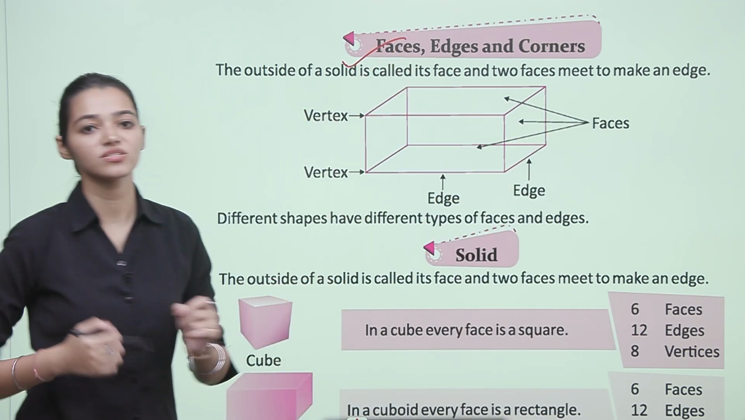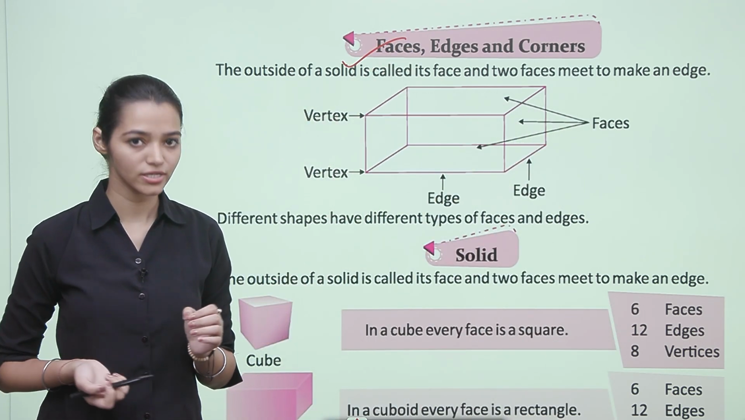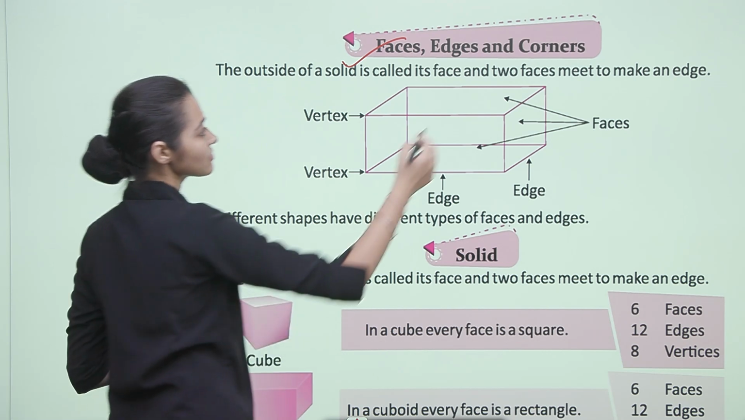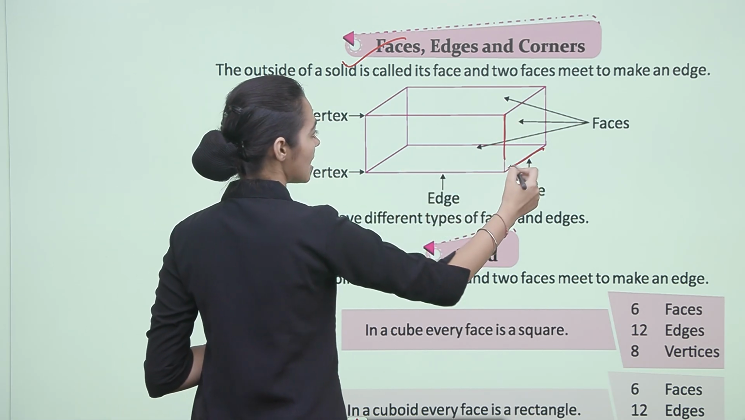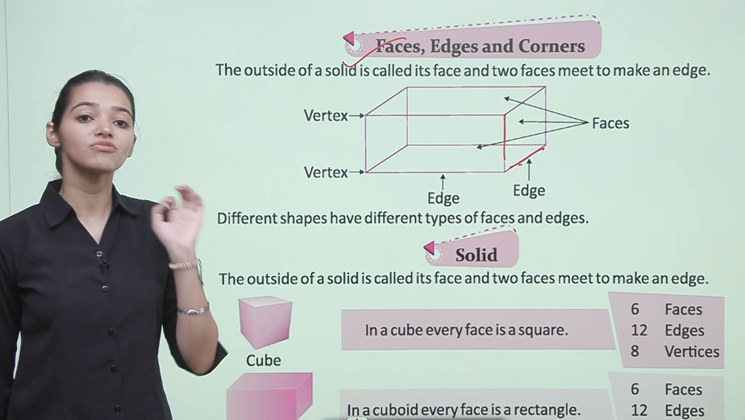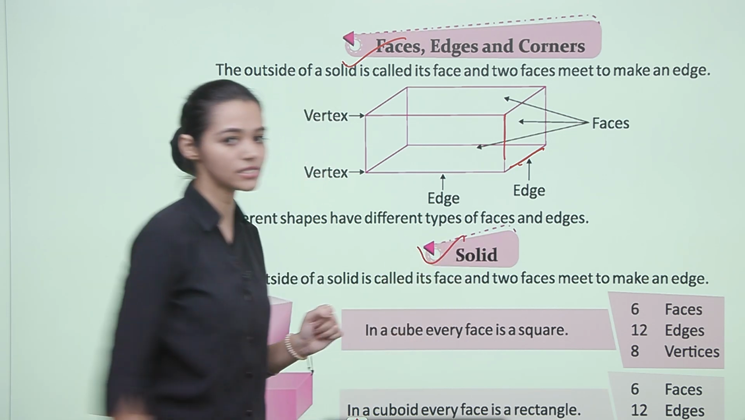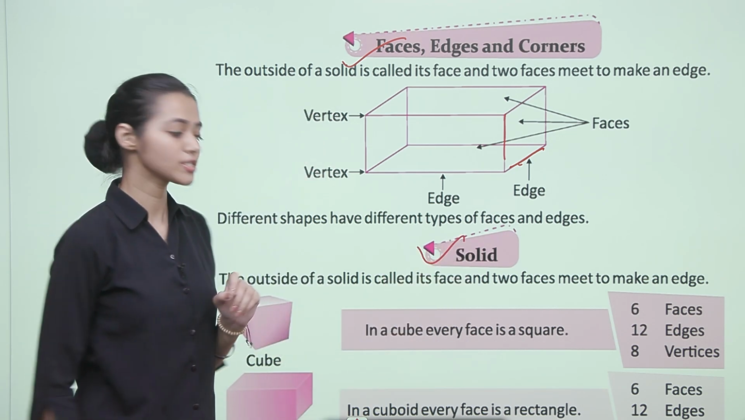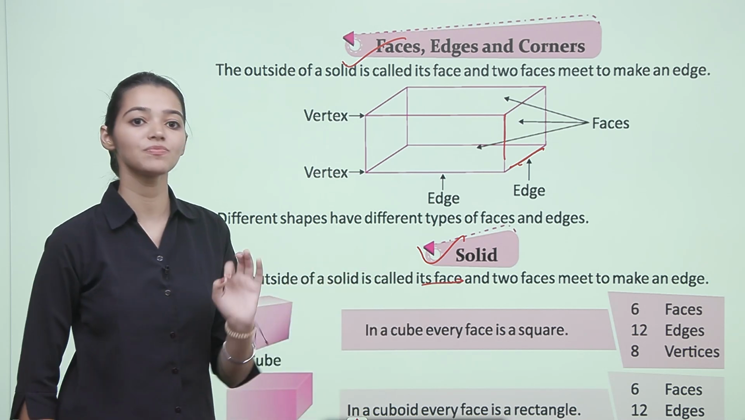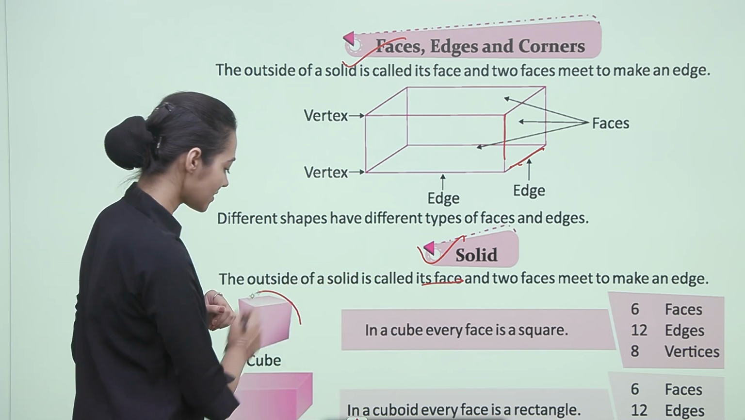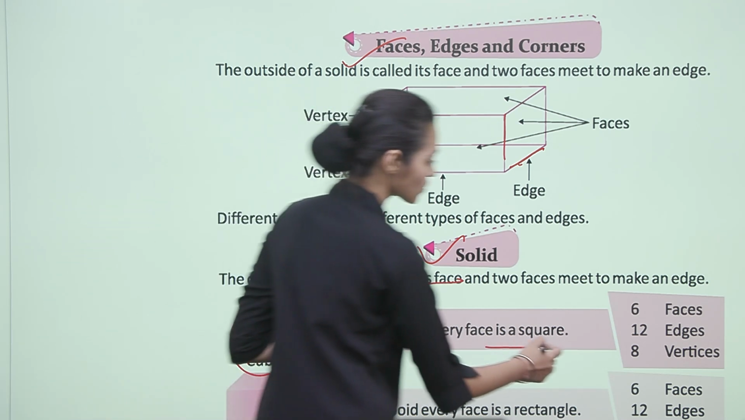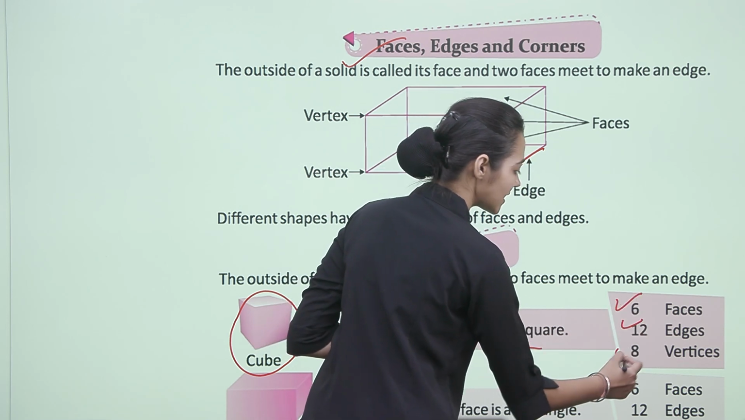Now faces, edges and corners. The outside of a solid is called its face, where the two faces meet to make an edge. Now different shapes have different types of faces and edges. Let's start with the solids. Now here is our cube. In a cube, every face is a square. It has 6 faces, 12 edges and 8 vertices.